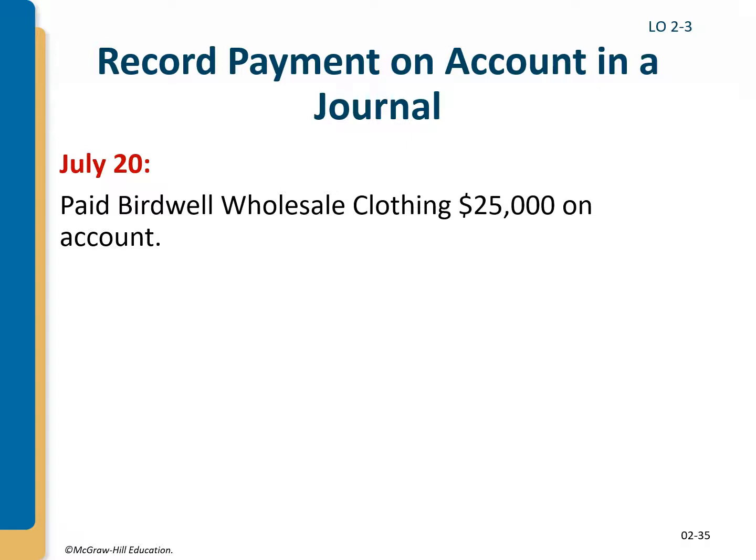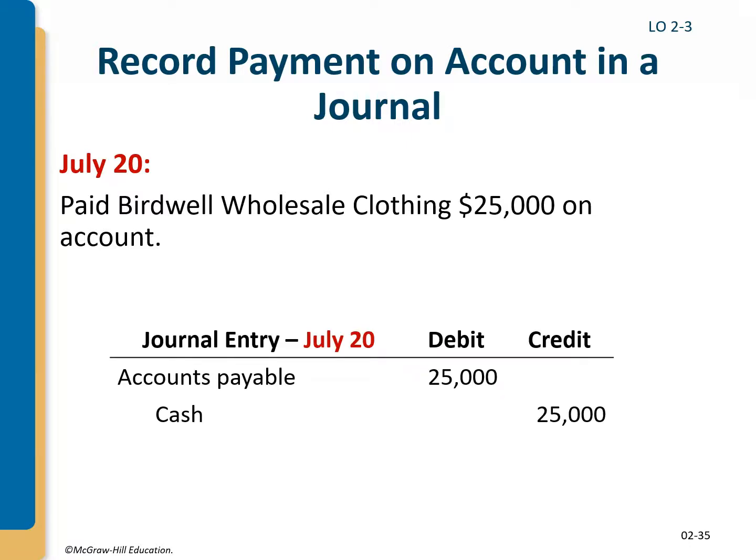Paid Birdwell Wholesale Clothing $25,000 on account. So remember, we owed them $25,000. We originally credited accounts payable for that $25,000. Now we're paying it off. So we'll debit accounts payable to decrease the liability because when we pay this, we no longer owe it. And we'll decrease cash, which is an asset. Assets are decreased on the credit side.